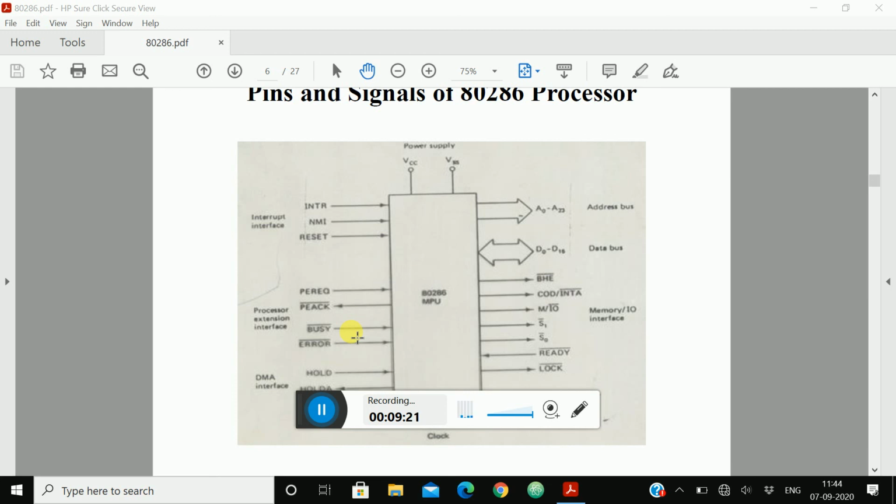So we'll stop till here, and the remaining things, that is the modes of operation and other things, will be covered in our other videos.